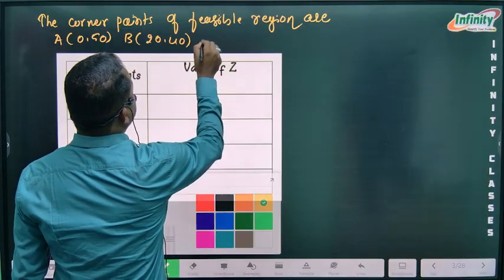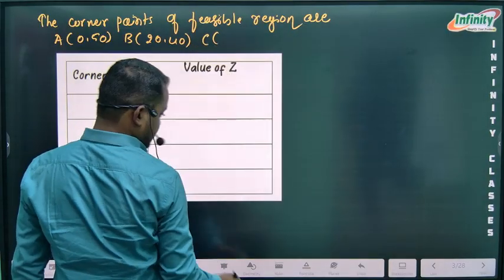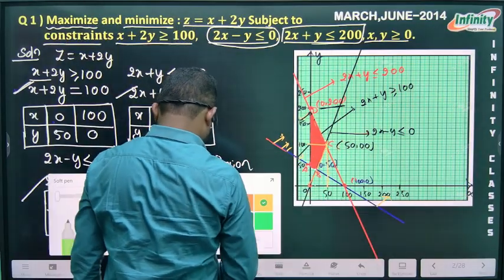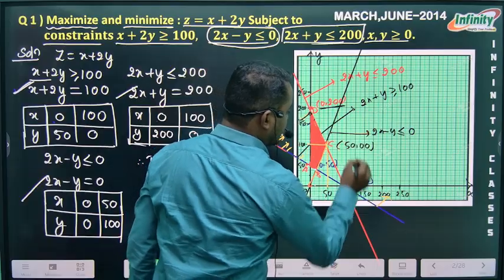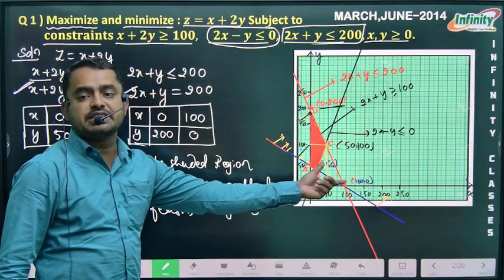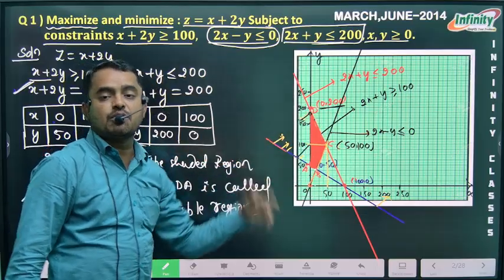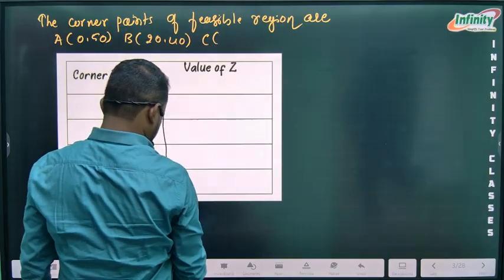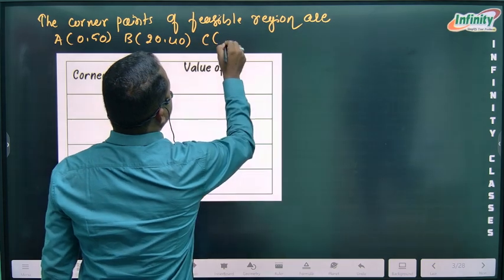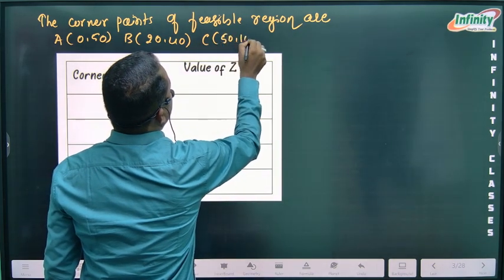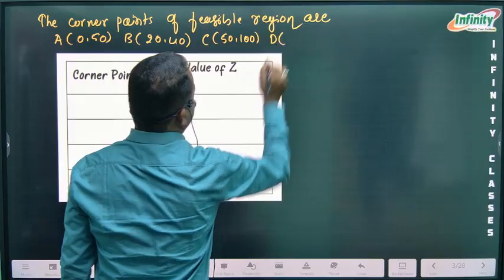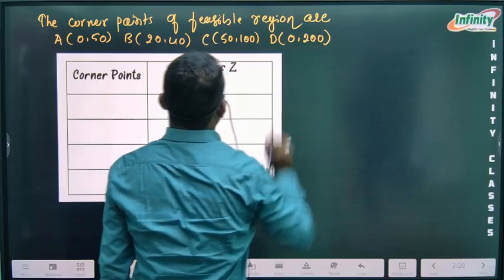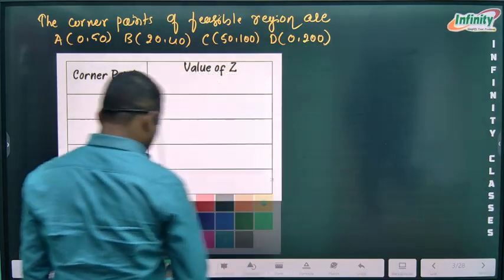What are the coordinates of C here? 50 comma 100. D is what? 0 comma 200. Now find the corner points and draw that table.